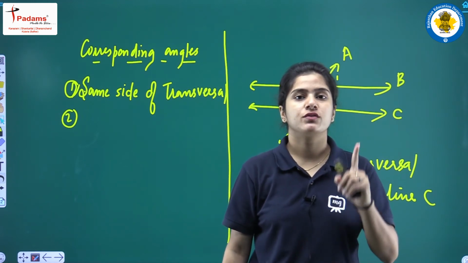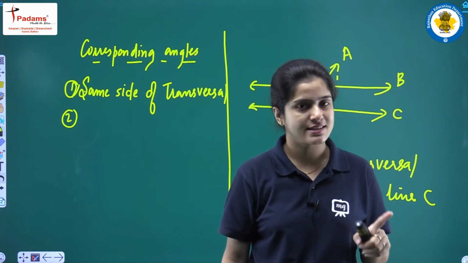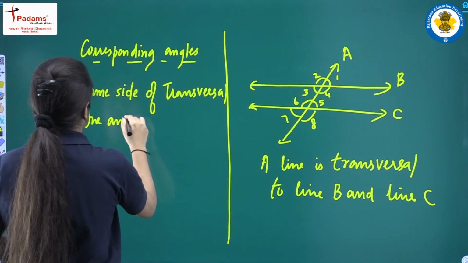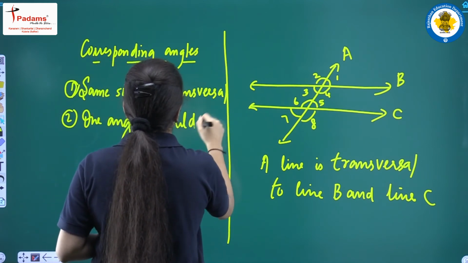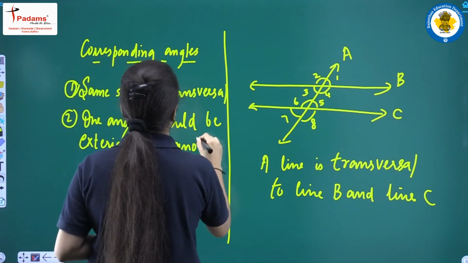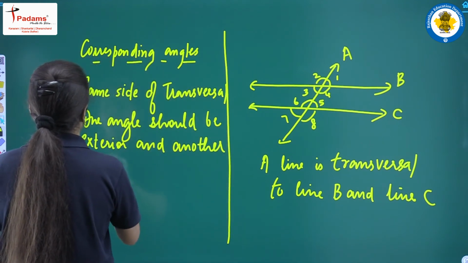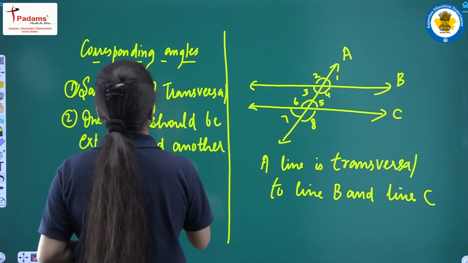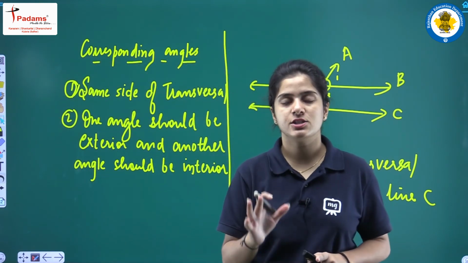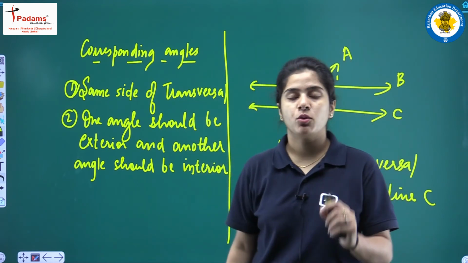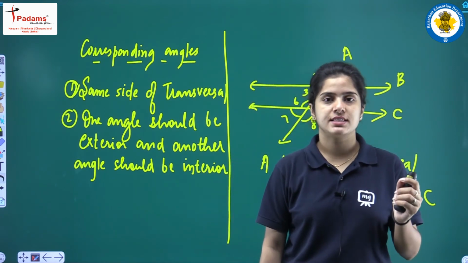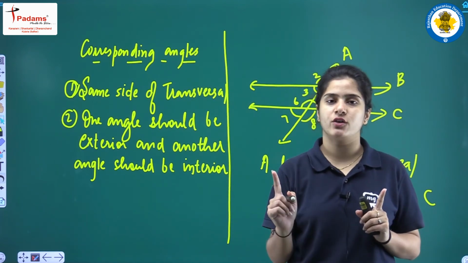And the second point was that if there is a pair of corresponding angles, then one angle should be exterior and another angle should be interior. Okay students, what we have told is that corresponding angles are those angles that belong to the same side of the transversal, plus in those pairs one angle should be an exterior angle, and the other angle should be an interior angle.